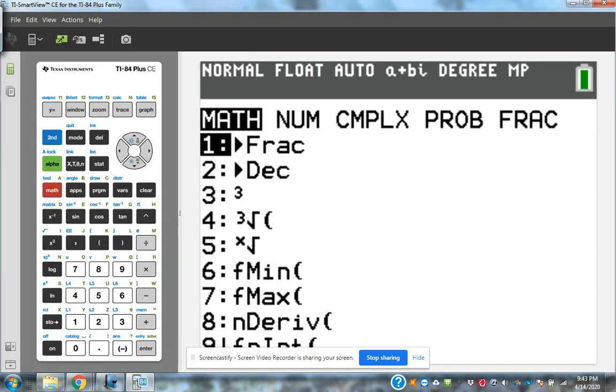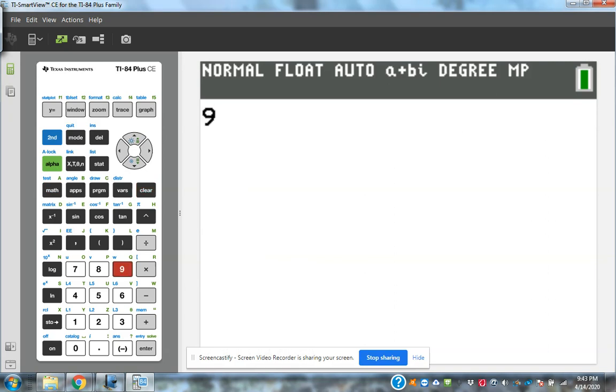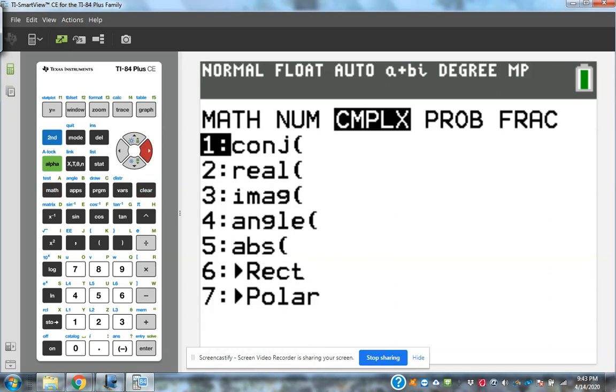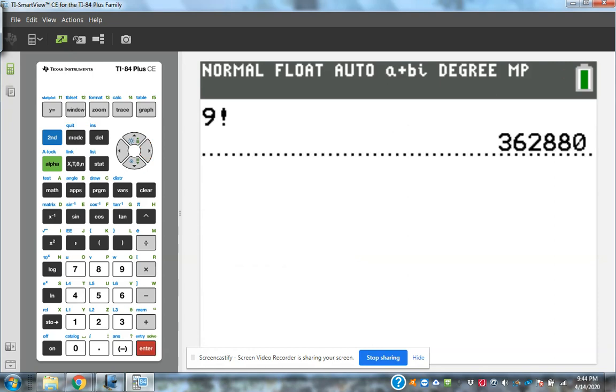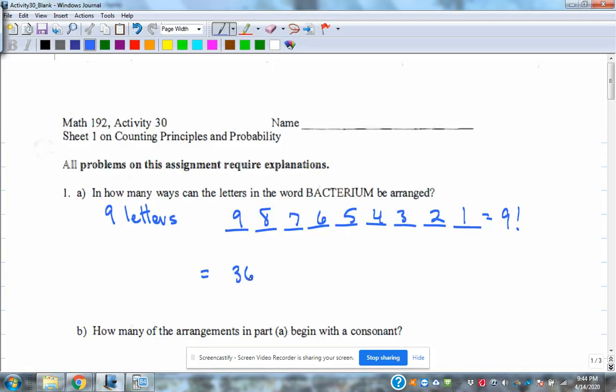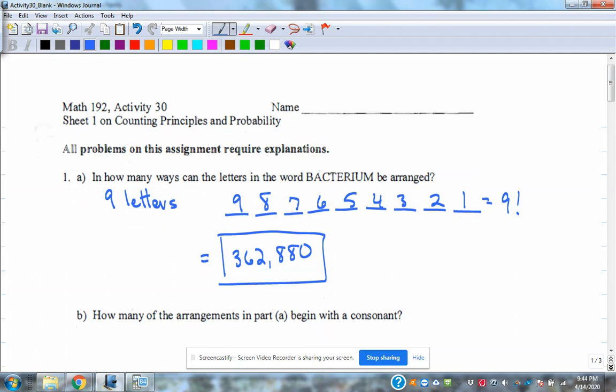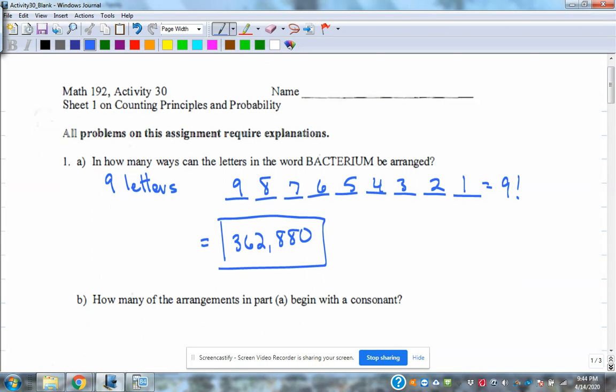calculator math. We type in the number 9, hit math, go over to probability, and then option 4 for the factorial. And we get 362,880. So 9 letters, and your explanation should show me that setup and what's going on there.